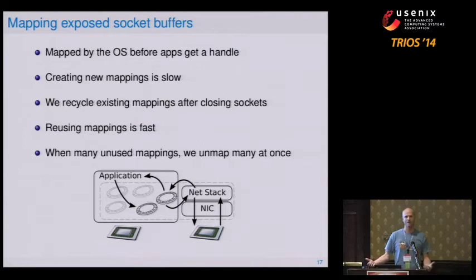So because we have the exposed socket buffers, we have to also map them between the application and the operating system. And the operating system does it before the application, of course, gets the handle of the socket. But constantly creating the mappings, that's not efficient, that's slow. But if we have an application that is busy and there are new connections being opened and closed all the time, we don't have to tear down these mappings every time we close a connection. We can simply recycle those mappings.